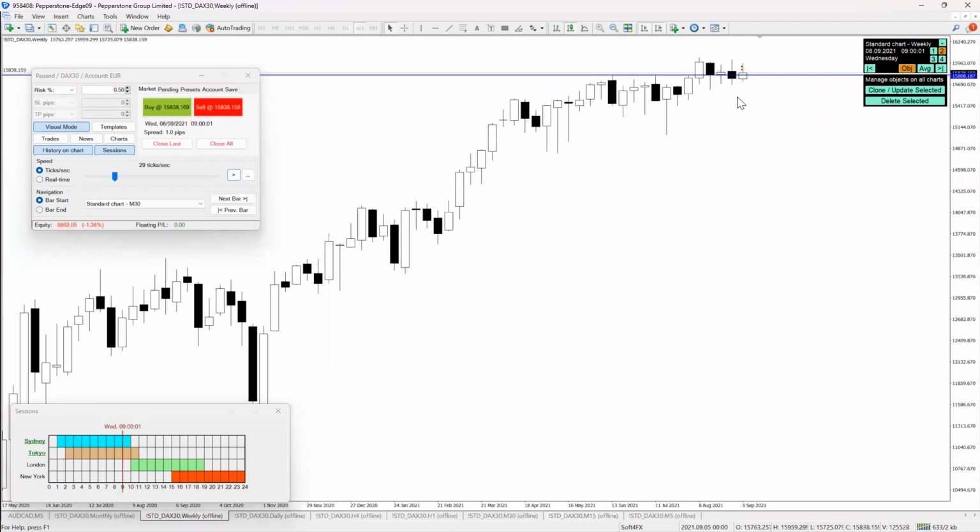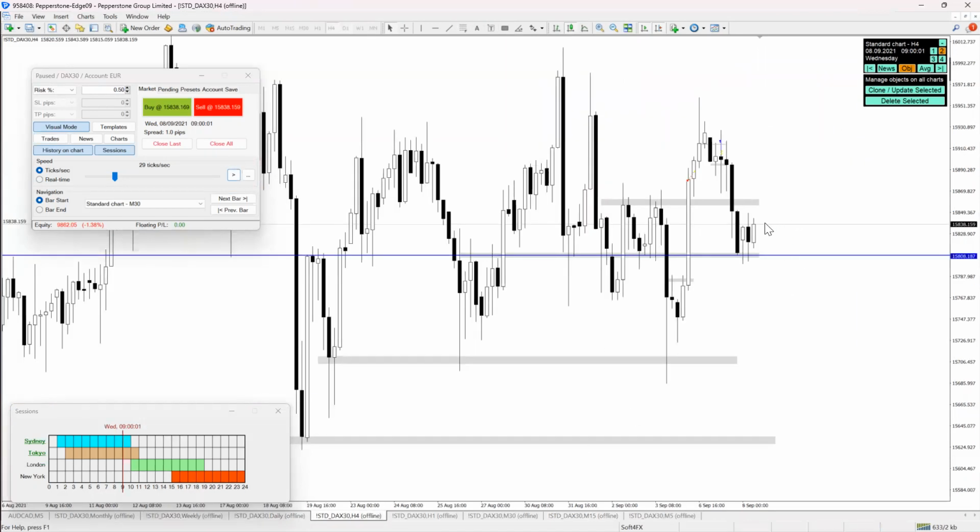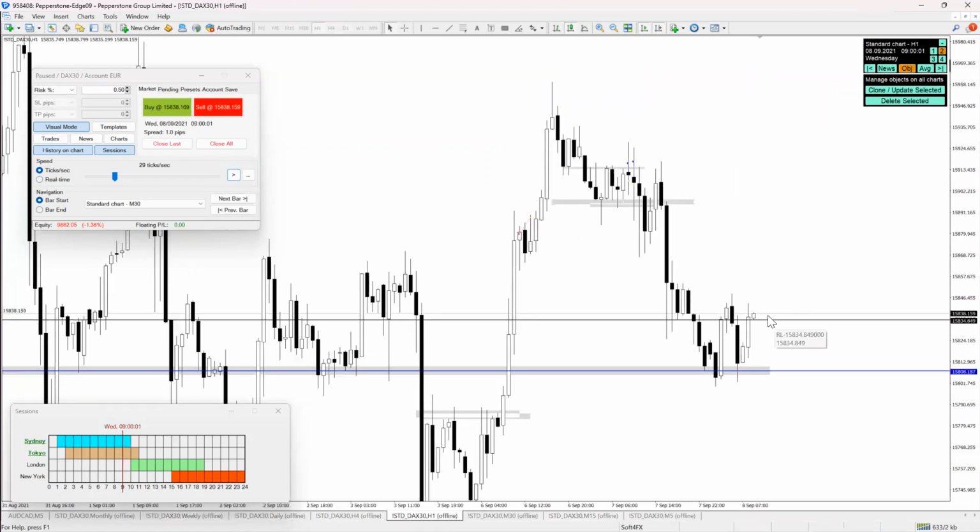Weekly, now it's kind of clear what it was doing. It was ranging. Daily, stuck inside this range. 4 hour consolidating. Let's look for some clean areas.